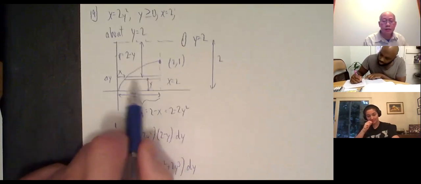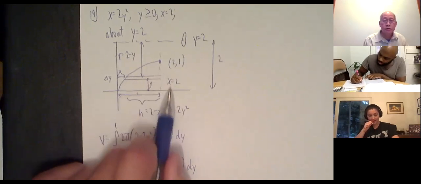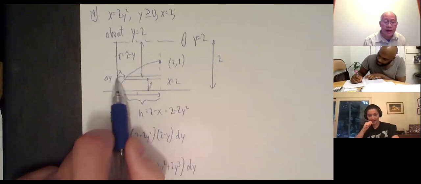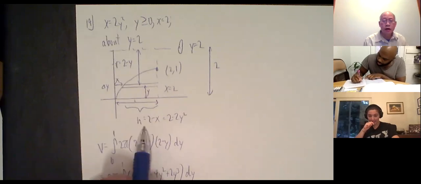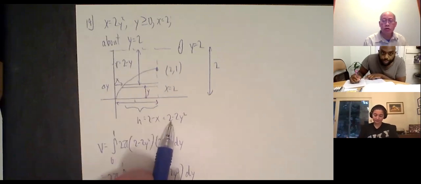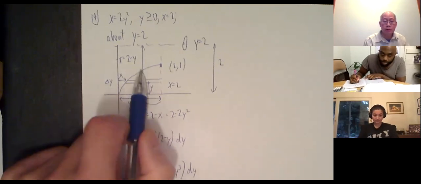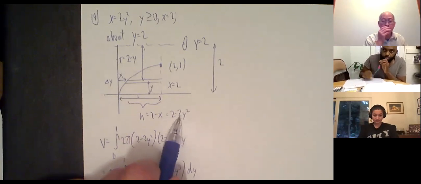And this is the height. It's upper minus lower. The upper is 2. The lower is, well, x. But in this particular case, x is 2y squared. So the height is 2 minus x, or 2 minus 2y squared. So that's going to be my height. So my radius is 2 minus y. The height is 2 minus 2y squared. So I'm good to go.